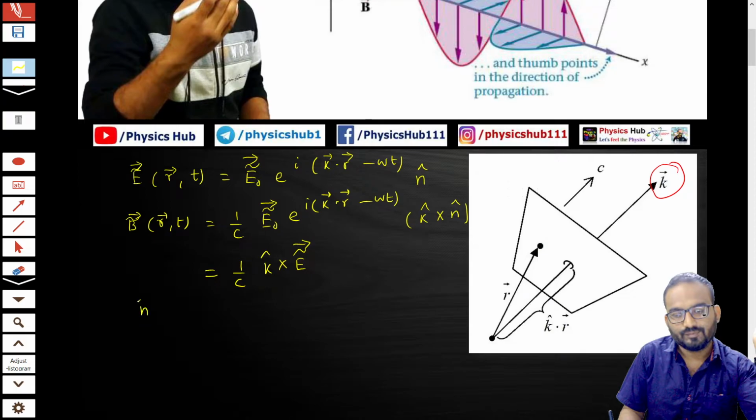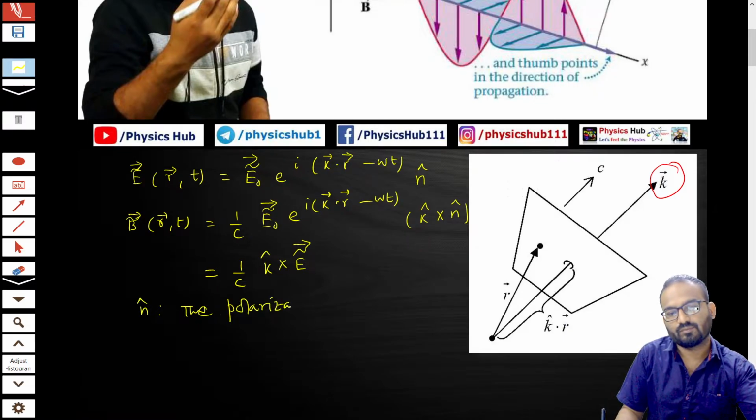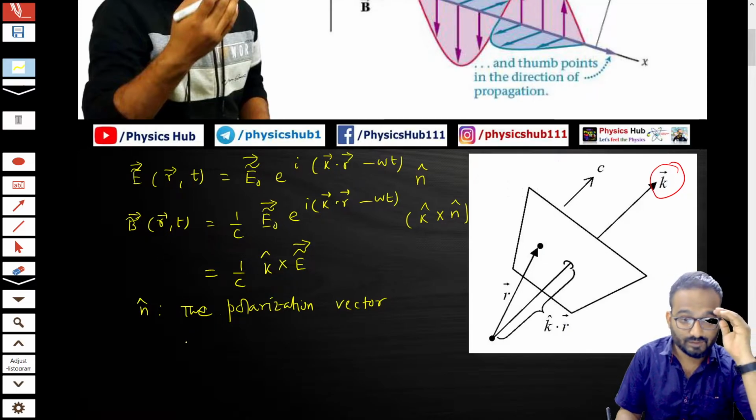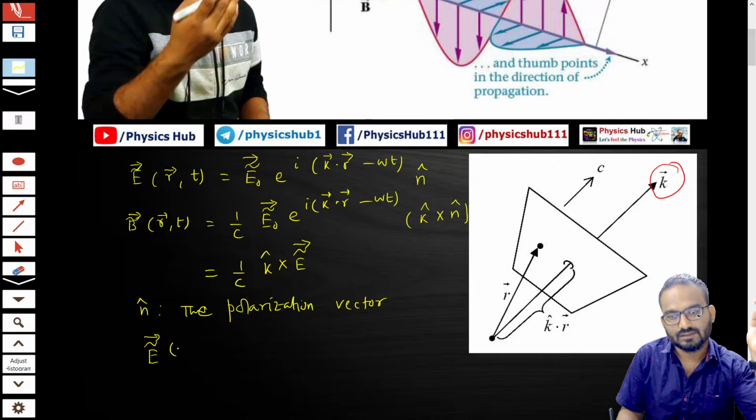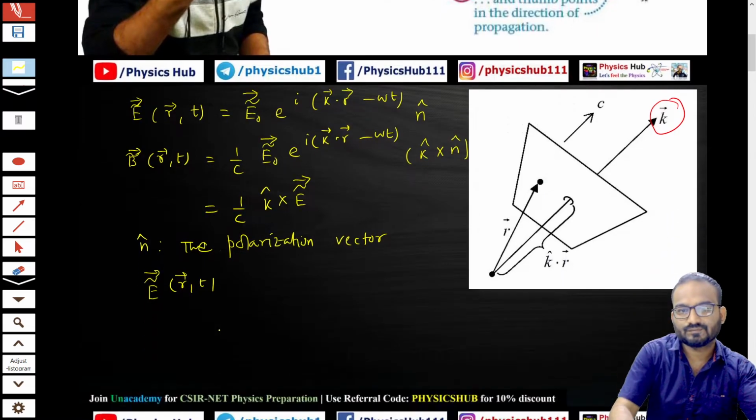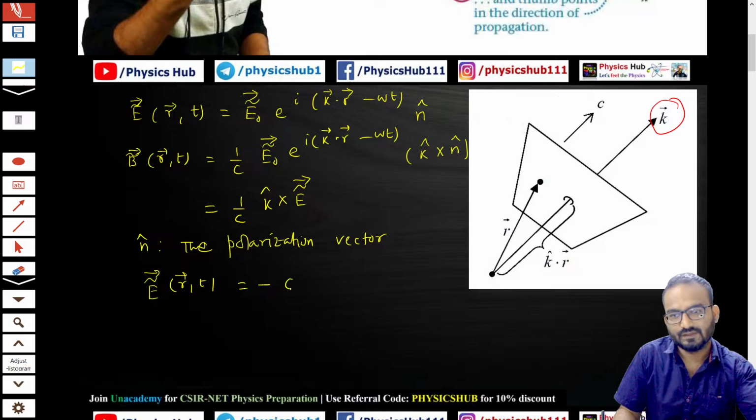n cap is the direction of the polarization vector, the unit vector along the polarization, and it is also simply known as the polarization vector. Remember this: the direction of the electric field vector is known as the polarization vector. Now, if the reverse is given, if you are given the magnetic field, how can you calculate the electric field? Then you can utilize this formula: E of r, t is equal to minus c times k cap cross B.